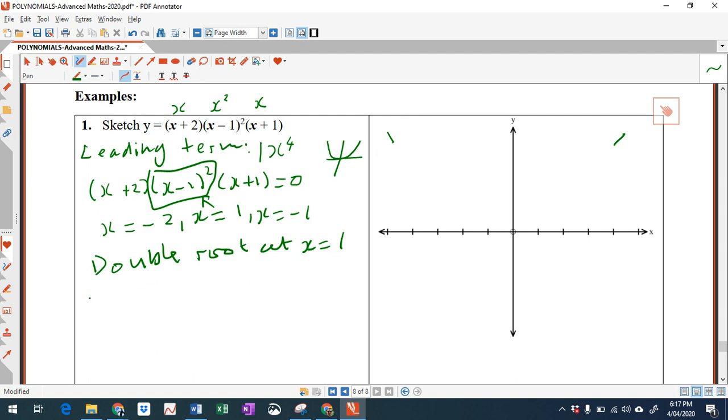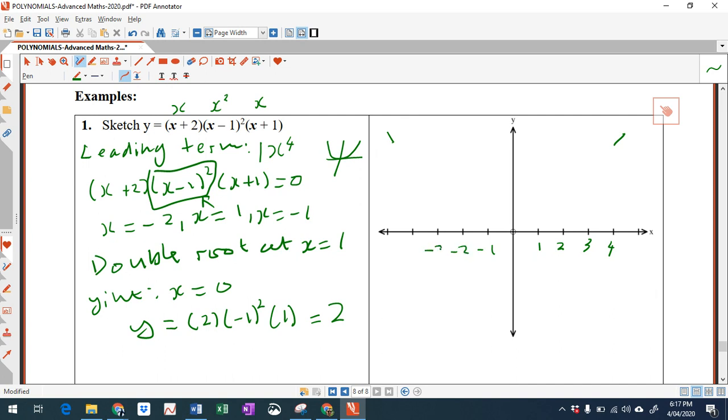All right, now what about the y-intercept? We need to know that. So sub in x equals 0. You will get y equals 2 brackets minus 1 squared and then 1. Now that will simplify to 2, won't it? Right, so let's put some numbers on our number plane. Okay, minus 1, minus 2, minus 3, minus 4.